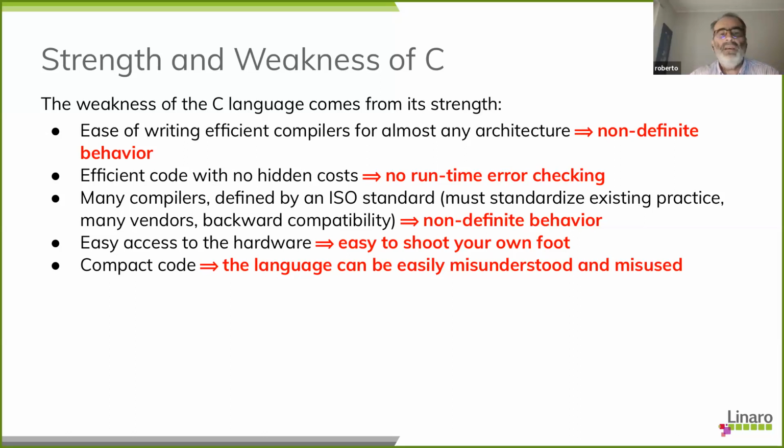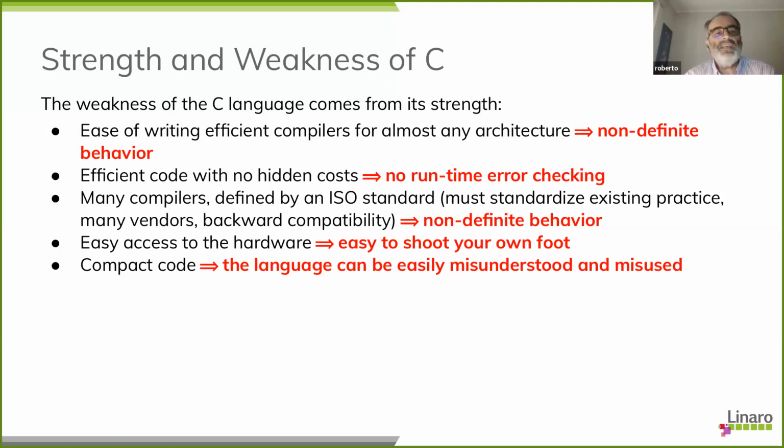So the ISO standardization committees, they standardize existing practice. So let's say if a compiler by IBM and GCC implement a feature in a different way, well, the only possibility to keep the language standard is to have some non-completely defined behavior.